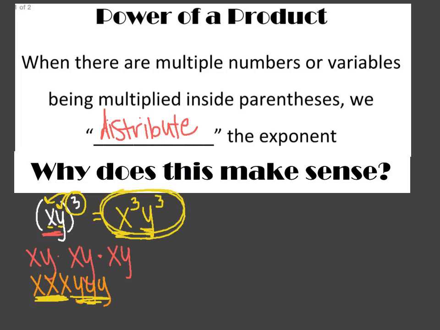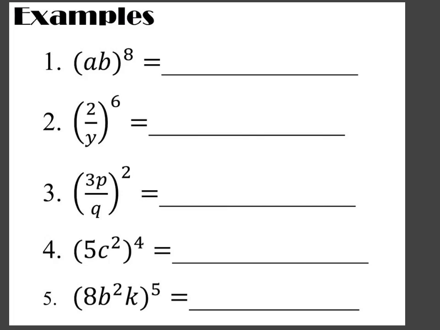How great is that? Let's put it into practice a little bit. Problem number 1. I have an a and a b being multiplied together inside of these parentheses with an exponent on the outside. So I need to think about it like distributing. I'm going to take this 8 on the a and put it on the b. So I'm going to get a to the 8th power times b to the 8th power.